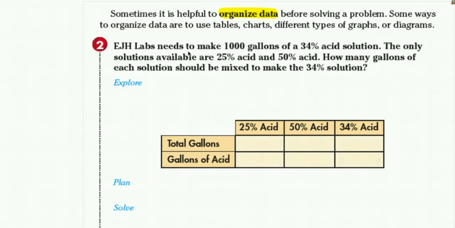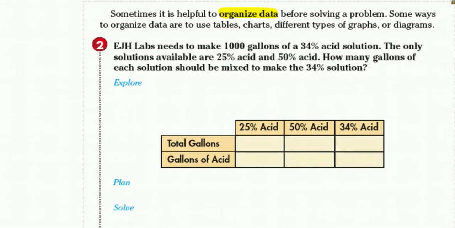So example number 2, EGH Labs needs to make 1,000 gallons of a 34% acid solution. The only solutions available are 25% acid and 50% acid. So how many gallons of each solution should be mixed to make the 34% solution?